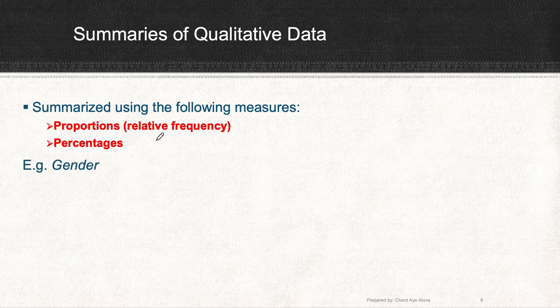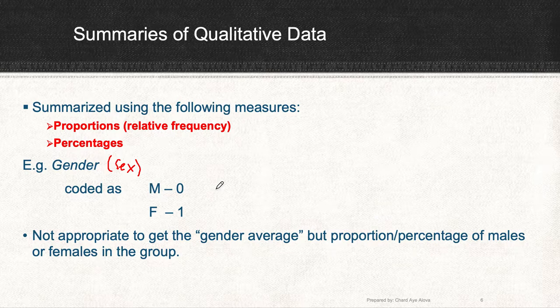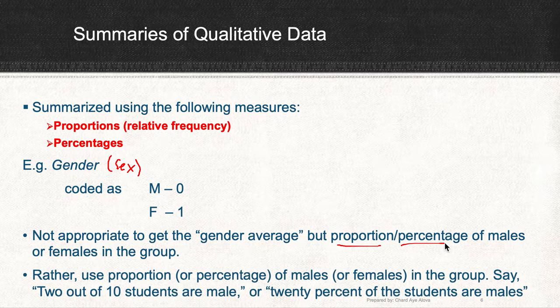Imagine you are talking about gender, say sex in particular, and we code male as 0 and female as 1. As you can see, it's very inappropriate to get the general average of the gender. We cannot also add male and female, and we cannot multiply them. But what we can do is to put proportions or percentages of females or males in the group. For instance, 2 out of 10 students are male, and that's in proportions. For percentages, you can say that 20% of these students are male. Those are examples of how we summarize qualitative data.